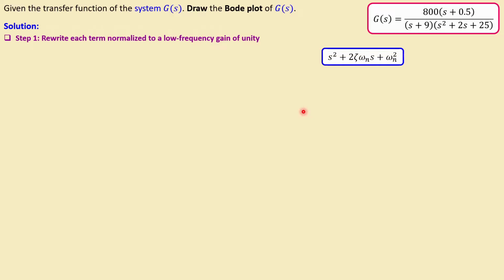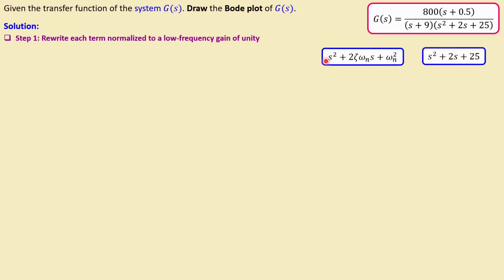unity. But before we move on, let's first recognize several things here, because this is a third order system which has a real zero, one real pole, but it has also a second order term here which must be dealt with in a different way. But we know this can be rewritten in the standard form, which is s squared plus 2 zeta omega n s plus omega n squared. Omega n is here the natural frequency or undamped radian frequency. The zeta is here the damping ratio.